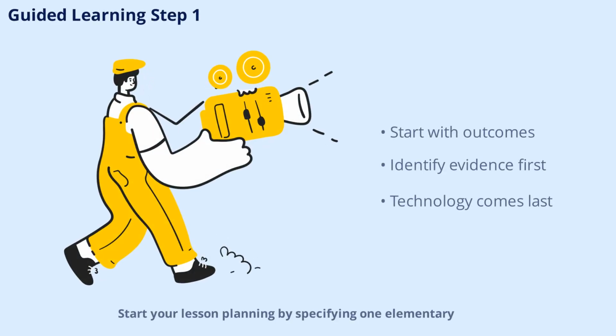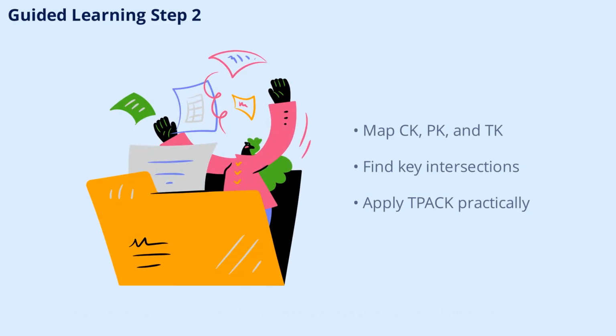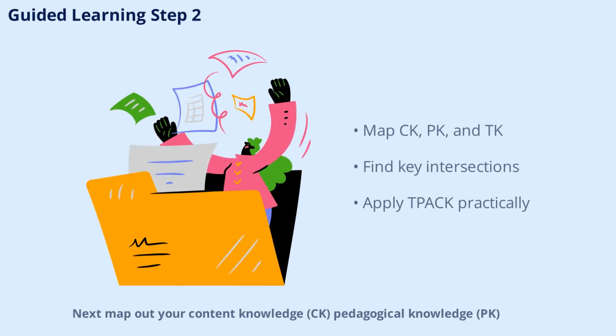Start your lesson planning by specifying one elementary outcome and identifying acceptable evidence before choosing any technology. This ensures that your technology choices are always driven by learning goals, not by the availability of tools. Next, map out your content knowledge, CK, pedagogical knowledge, PK, and technological knowledge, TK. Identify where these areas intersect and which intersection matters most for your lesson. This step helps you apply the TPACK framework in a practical way.